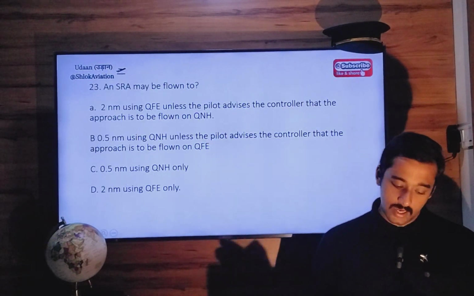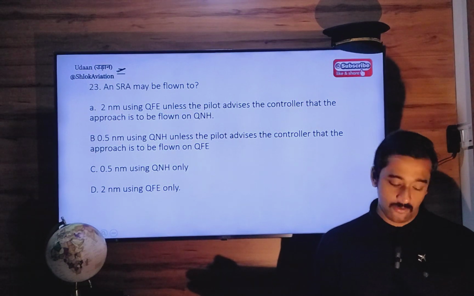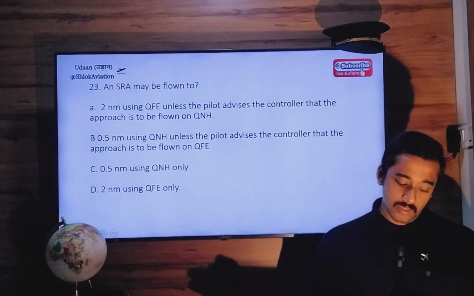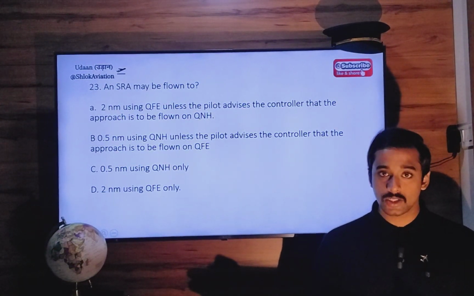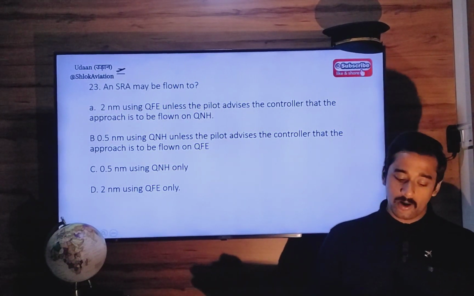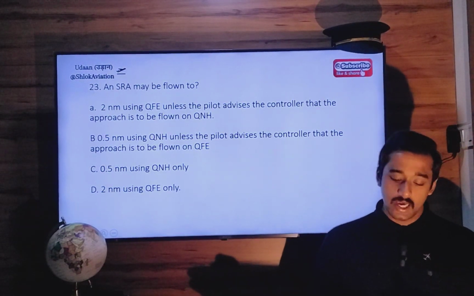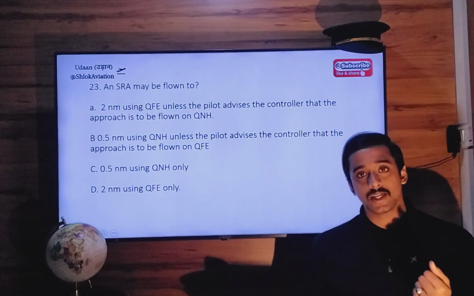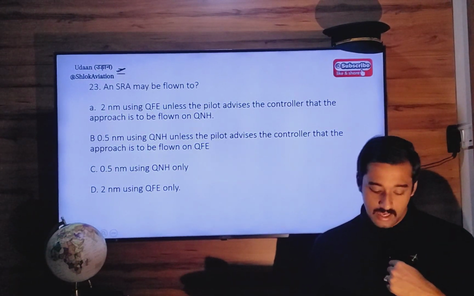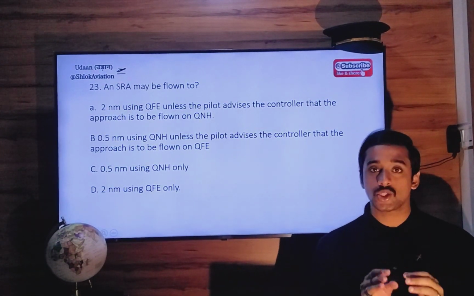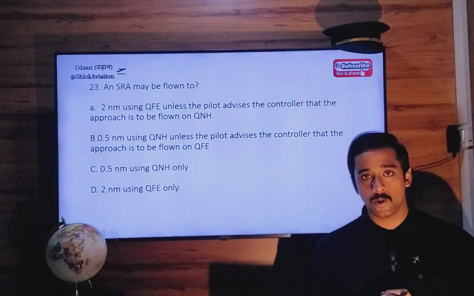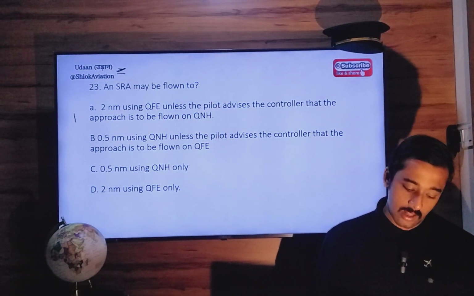Next, question 23. Surveillance radar approach may be flown 2 nautical miles using QFE unless the pilot advises the controller that the approach is to be flown on QNH. Okay, sounds okay. 0.5 miles using QNH unless the pilot advises the controller that the approach is to be flown on basis QFE. 0.5 nautical mile using QNH only. Correction, 2 nautical mile using QFE only.